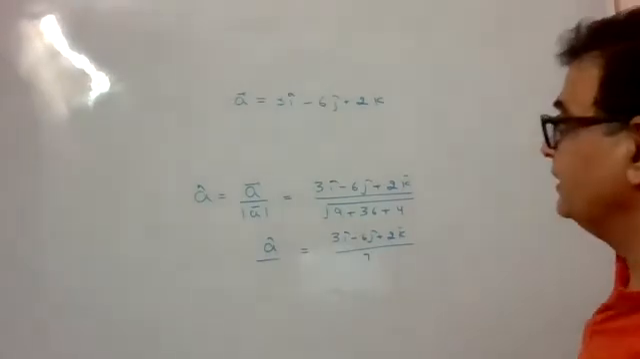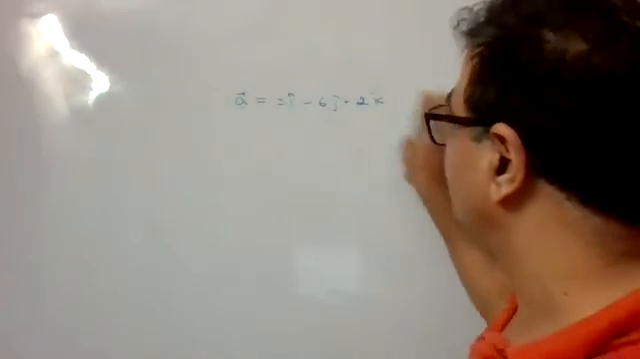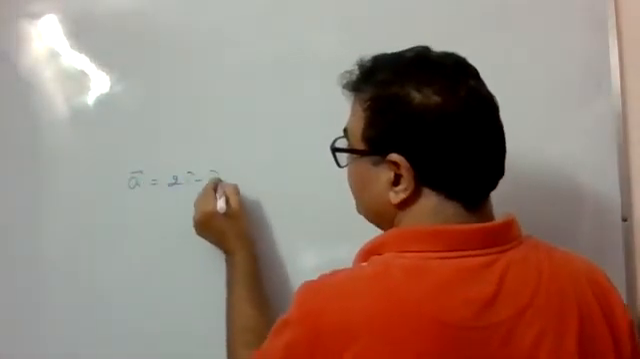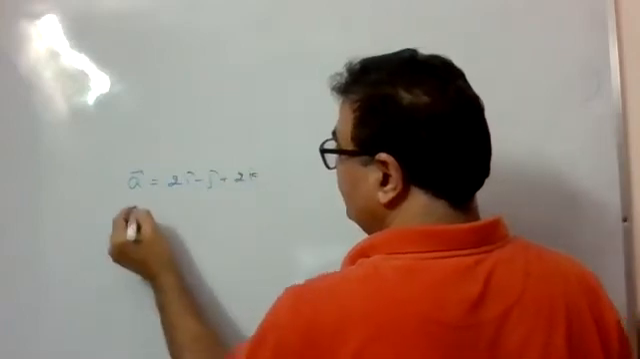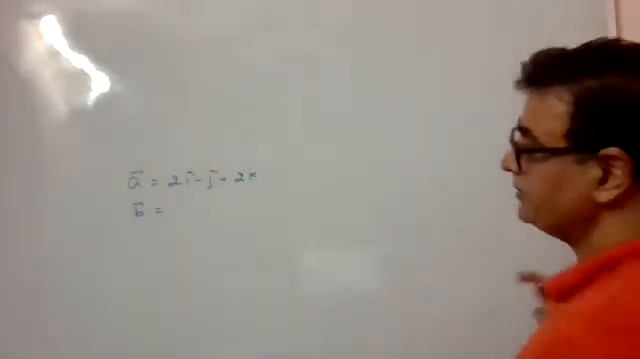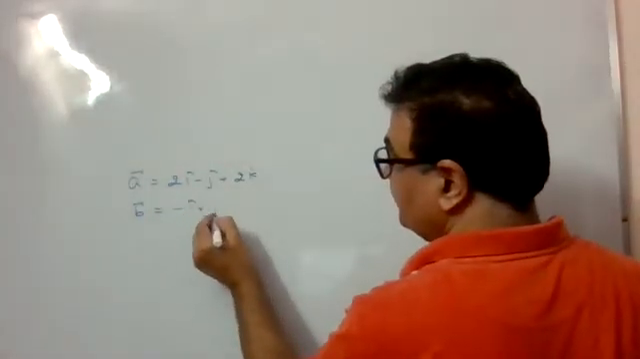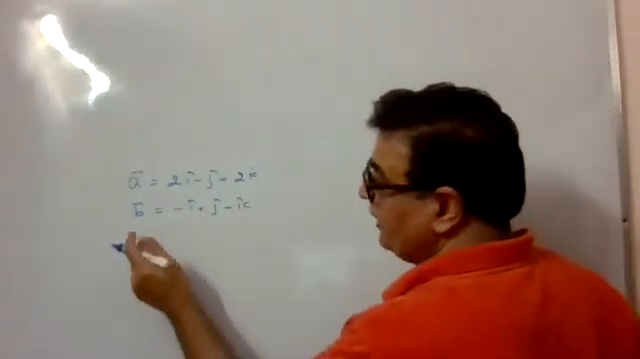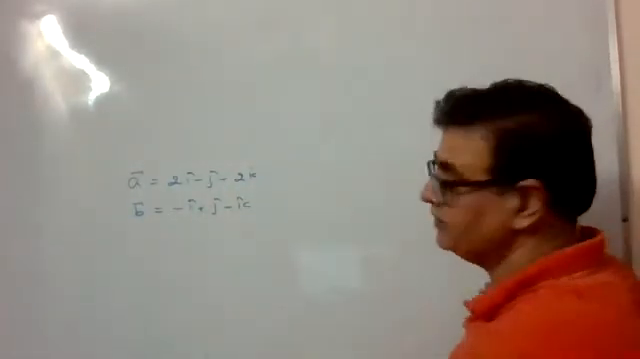Another question is, there are two vectors A and B. Find the unit vector along A plus B, where A vector is given as 2i minus j plus 2k. Another vector is B vector, that is minus i plus j minus k. My question is, find out a unit vector along A plus B.